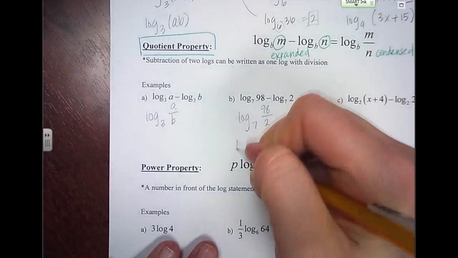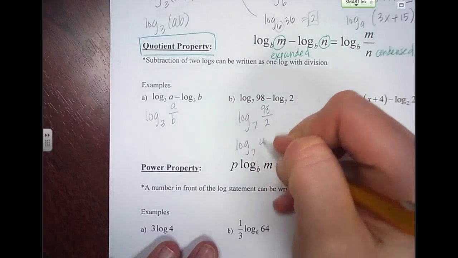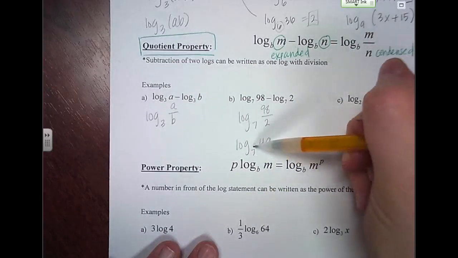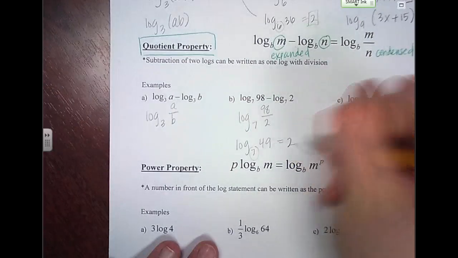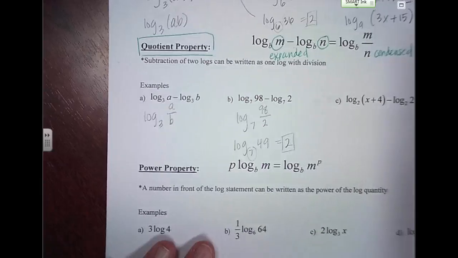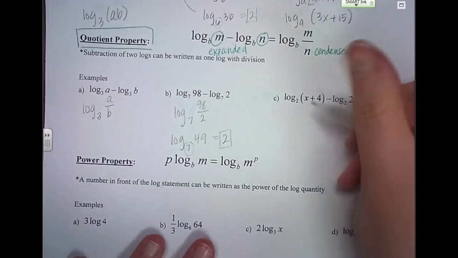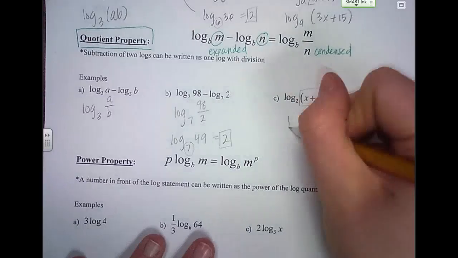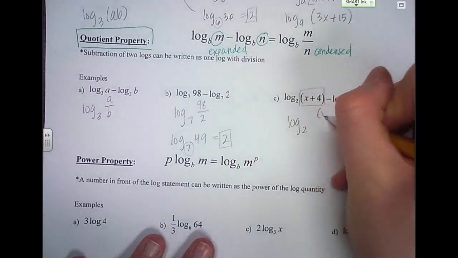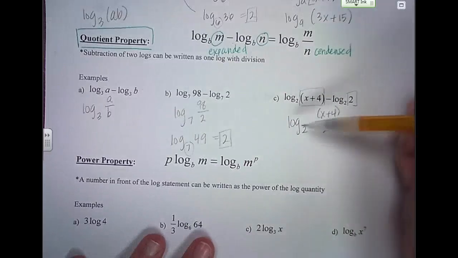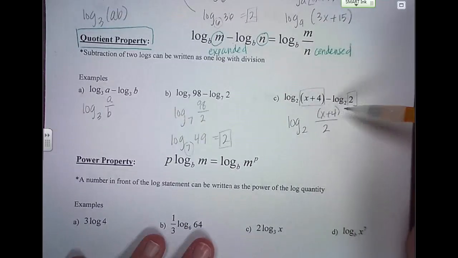Now we can simplify that some: log base 7 of 49. Again, this one has 2 numbers, so I'm looking for what power I can raise 7 to get 49. And I know I can raise that to the 2 power. And then the third one, you have this big thing, x plus 4 and 2, but I'm subtracting. I know that subtraction goes hand in hand with division on this property. So I have log base 2 of x plus 4 divided by 2.